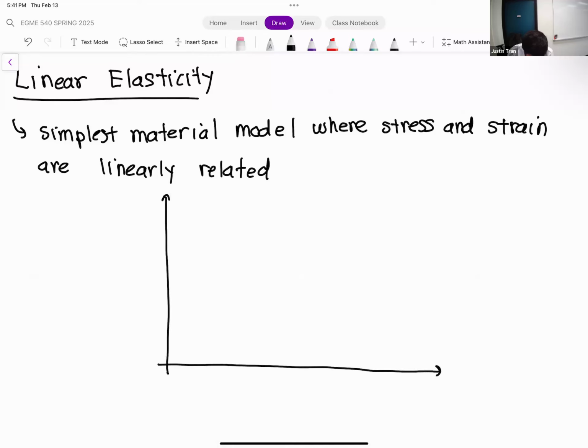Okay, so this is a plot that you've seen before. I believe we've shown this plot as well. On the horizontal axis, we have strain, vertical axis, we have stress. Okay, and for a linearly elastic material, we have a linear relationship between the two. So there is just a straight line. The more strain that you have, there is more stress that's involved as well.